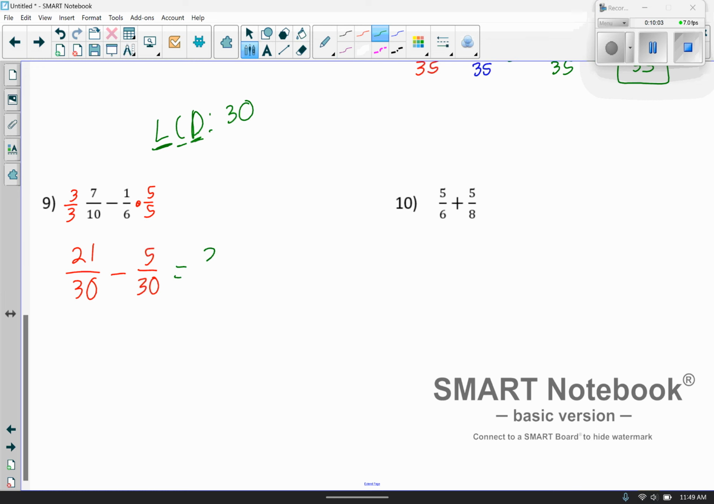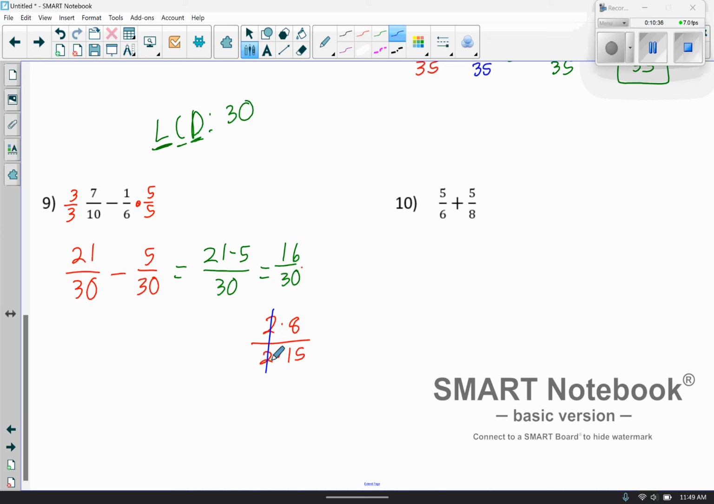So now we can do 21 take away 5 all over 30. So what do we end up with? It looks like we end up with 16 over 30. Now this hasn't happened very often, but we do have something that can reduce. What sticks out to me is they're both even, right? So that means that this is equivalent. 16 could be written as 2 times 8, and 30 could be written as 2 times 15, right? So we can just go ahead and cancel out those 2's.